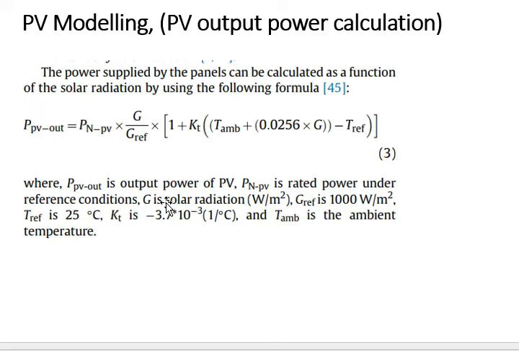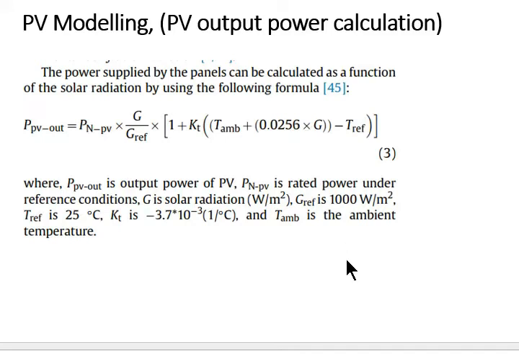The power supplied by a PV module will be a function of both the temperature and the solar irradiation. That power will be given by this equation: it is equal to the number of PV panels, times the rated power of an individual PV panel, multiplied by G, the solar irradiation, divided by the reference. The reference is 1 kilowatt per meter square, the solar irradiation constant G reference, multiplied by 1 plus K into T ambient temperature minus T reference plus 0.0256 into G.